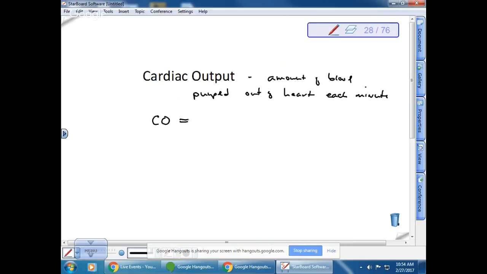CO is equal to your heart rate, so that would be the number of beats per minute, times the amount of blood that is pumped out of the heart, which is called the stroke volume. This is the amount of blood pumped out of the ventricles.